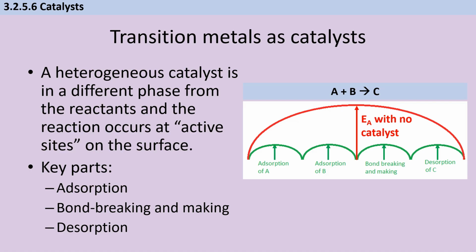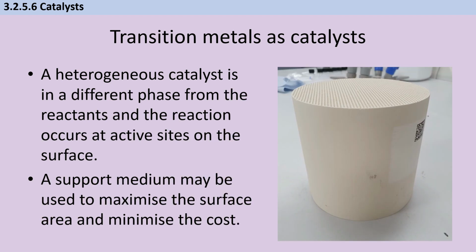The way in which the transition metal reduces the overall energy requirement for the reaction is by breaking it down into a number of smaller steps, which occur at active sites on the surface. Remember, that term doesn't just apply to enzymes. The key parts are adsorption, in which the reactants adhere to the surface of the transition metal, bond breaking and making, followed by desorption, in which the transition metal lets go.